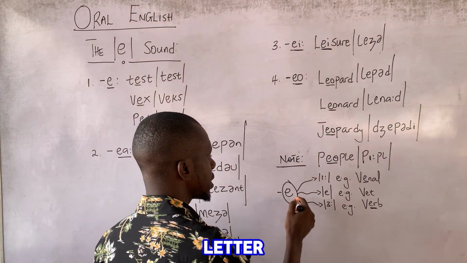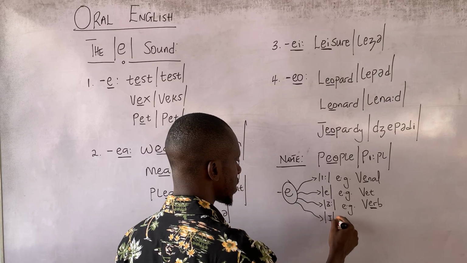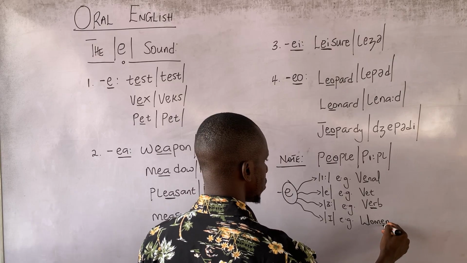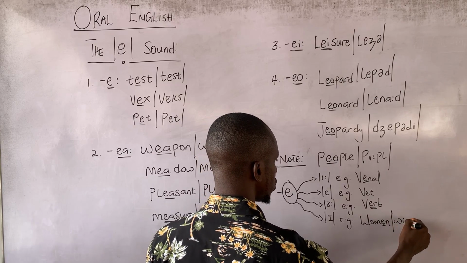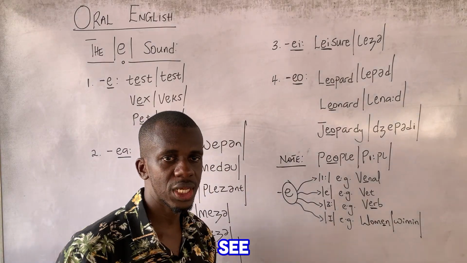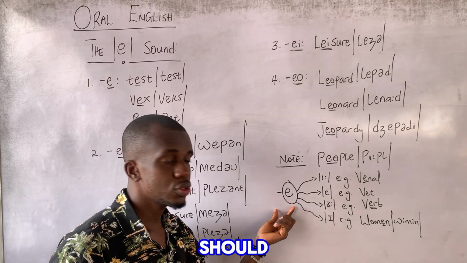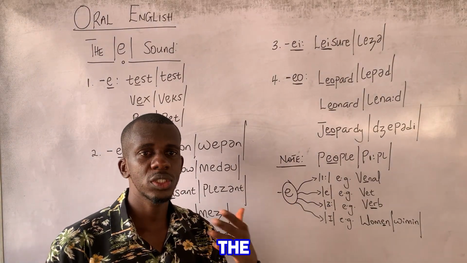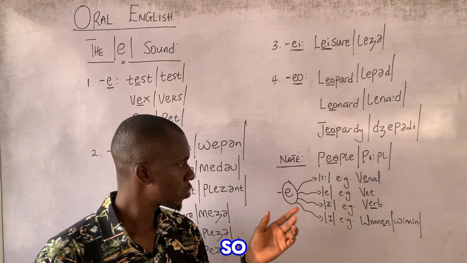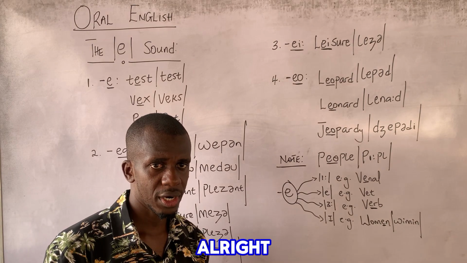The letter E again can produce a short E sound, as seen in the word women, which is transcribed as women. You see that? Good. So this is what I mean when I say you should endeavor to know all the sounds that can originate from a letter. I've just used the letter E as a typical example to demonstrate this.